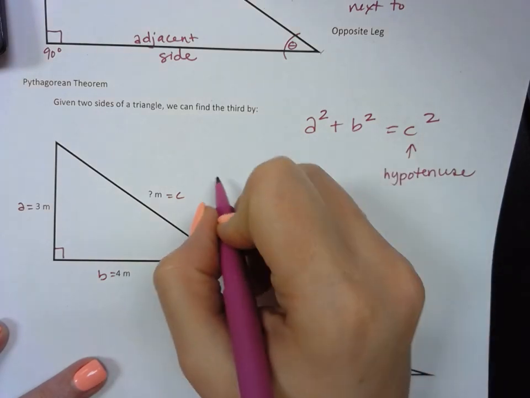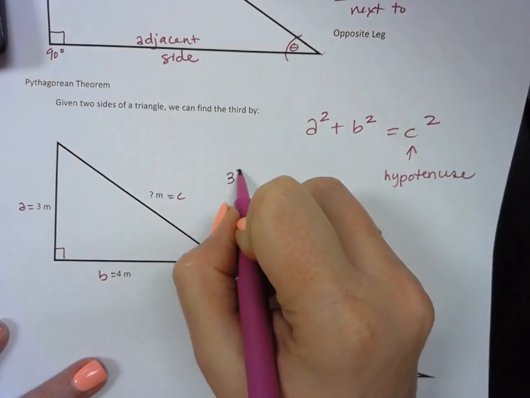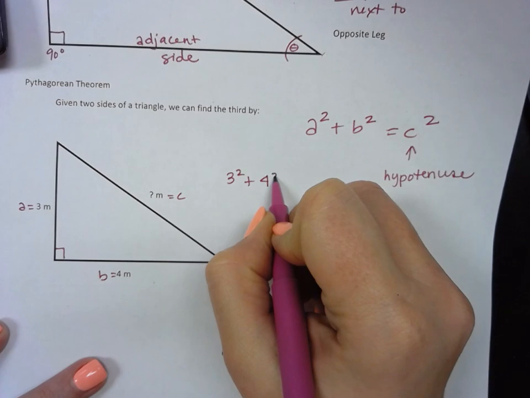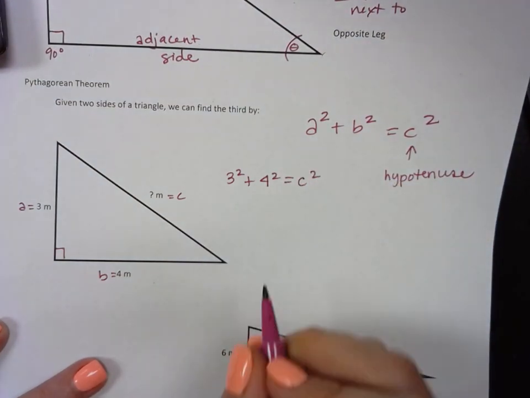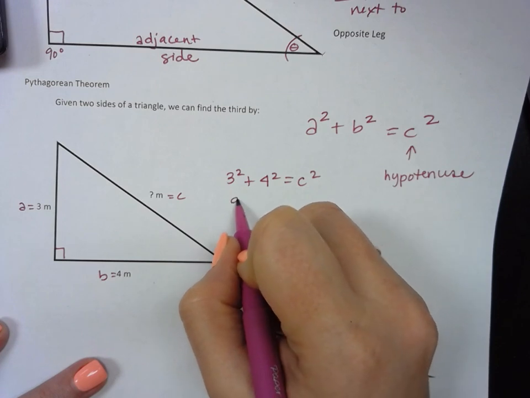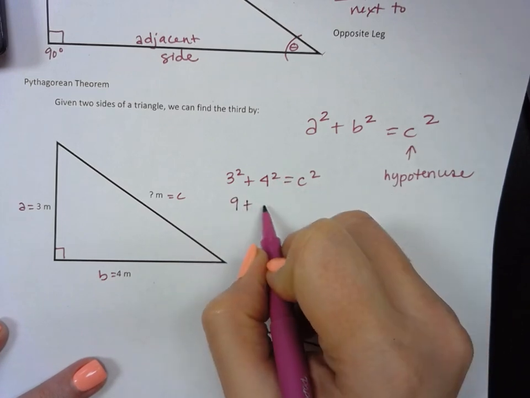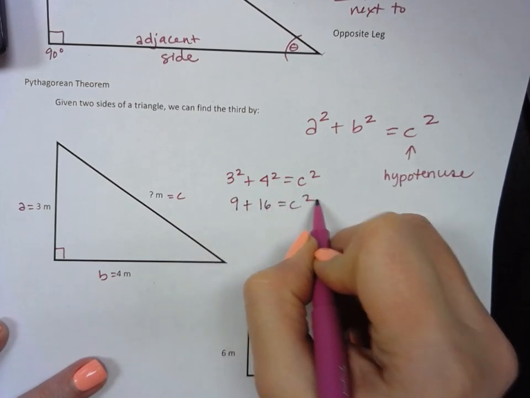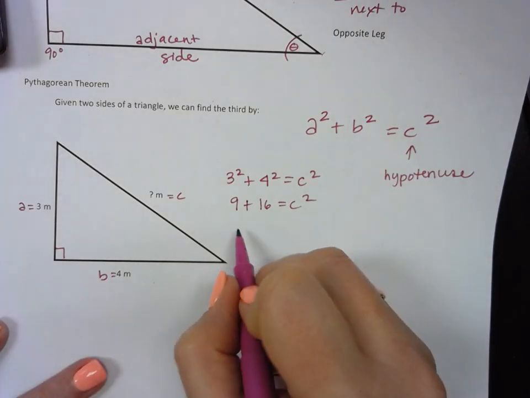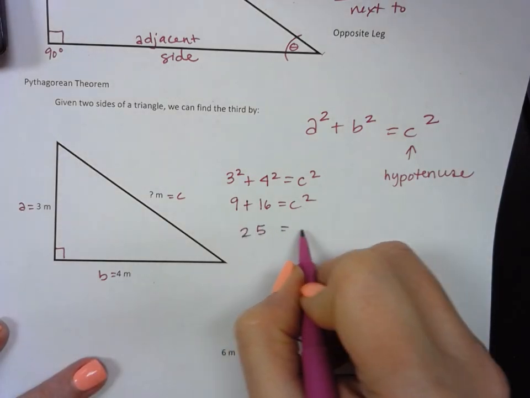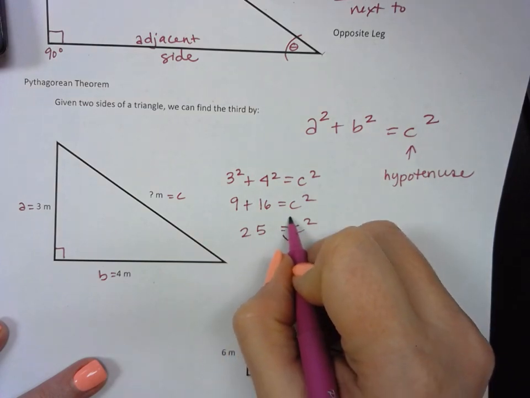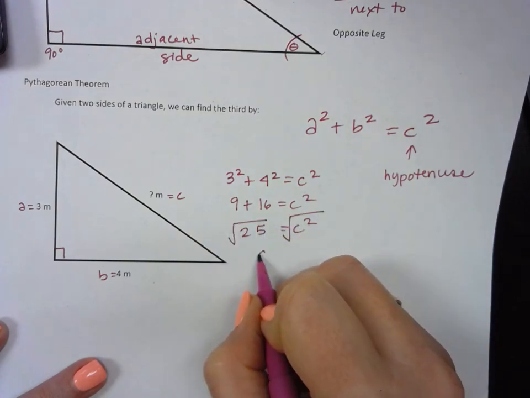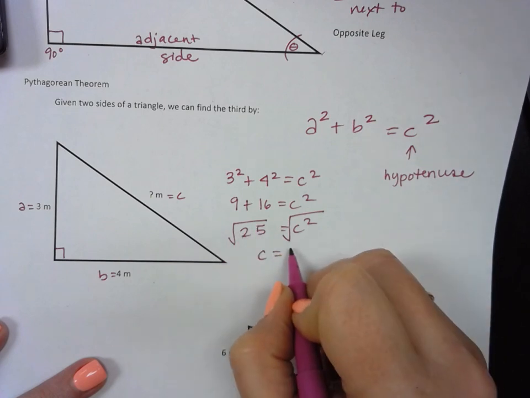All right, so we would have 3 squared plus 4 squared equals C squared, right? I'm going to keep the C there because I don't know what that one is. So 3 squared gives me 9, 4 squared gives me 16, that gives me C squared. I add this together, I get 25. Now I don't want to know what C squared is, I want to know what C is, and so that's where I have to do the square root. So C equals the square root of 25, which is 5.